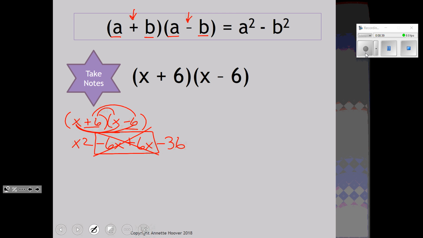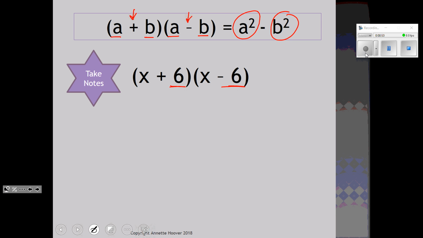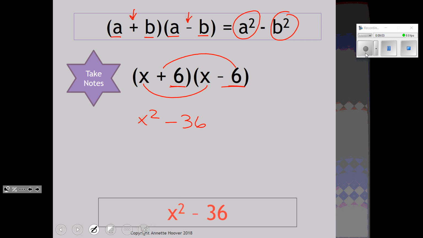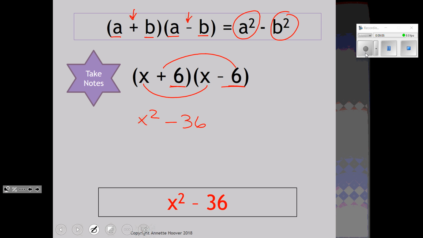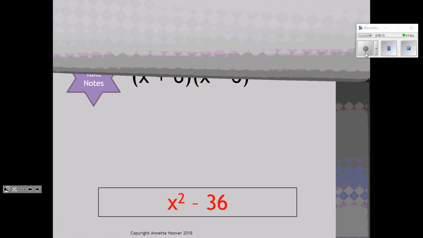So the only thing left is that you have to square the first term and square the last term. Sorry, when you multiply the last terms, you're going to get a negative number. So here we go. You just have to go x times x is x squared. 6 times negative 6 is a negative 36. And you're finished because the middle terms cancel each other out. This right here would be a positive 6x, and these two would be a negative 6x. So they're gone. It becomes 0.